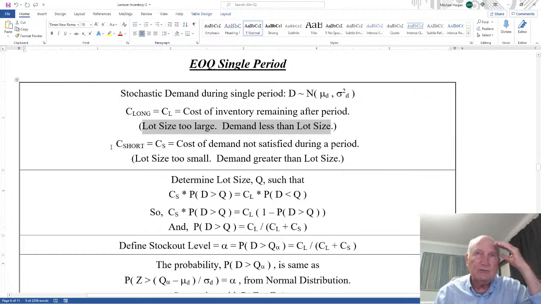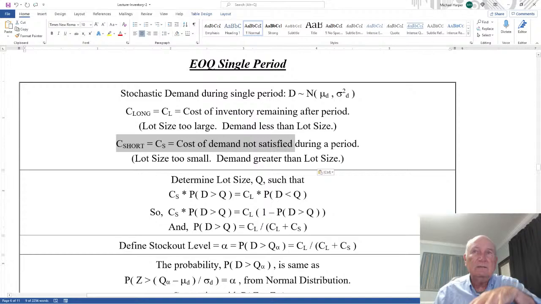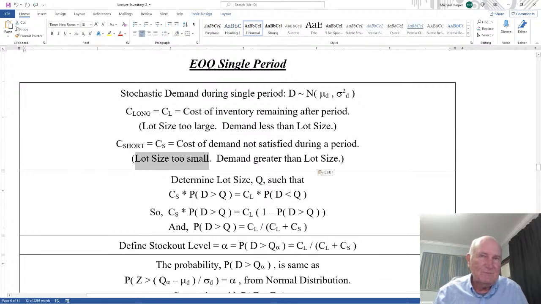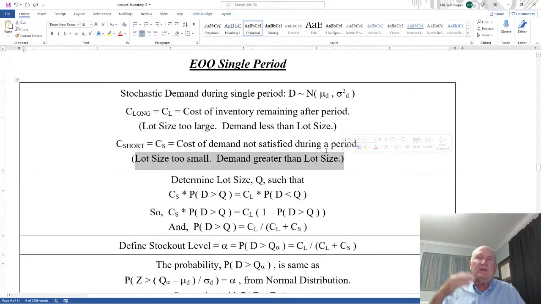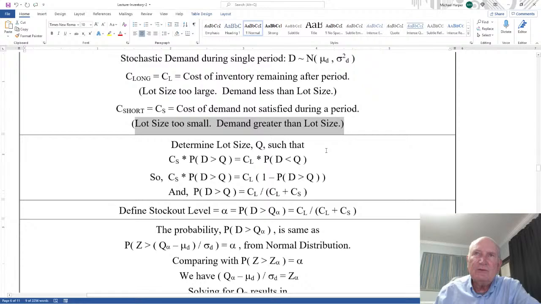That's called long cost. Your short cost is your demand is not satisfied during that single inventory period. In other words, your lot size is too small. You didn't order enough, and the demand is greater than your lot size. Well, if the lot size is too small, if demand is greater, then you have demand unmet. That's really part of your cost of stockout.